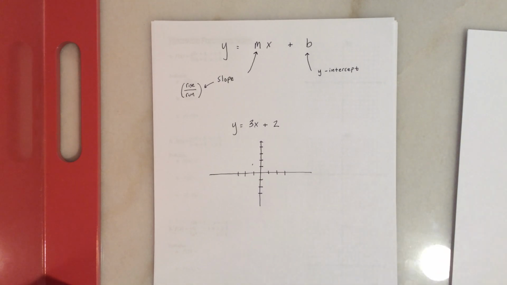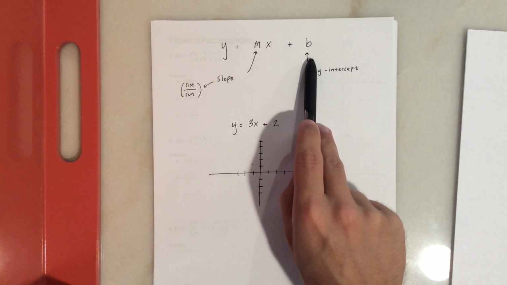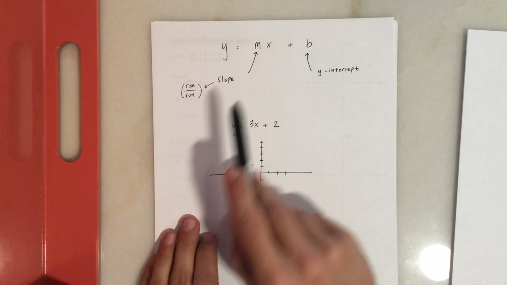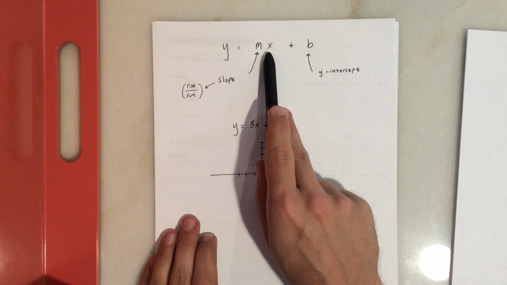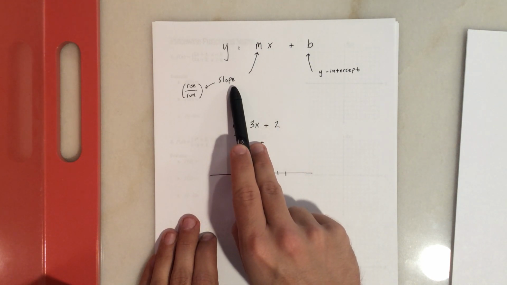So lines, at least for today's example, will take this form. This form is called slope-intercept form, something you're familiar with, y equals mx plus b, where m is the number being multiplied in front of the x, so m times x. So this number is m, and that is the slope of the line.